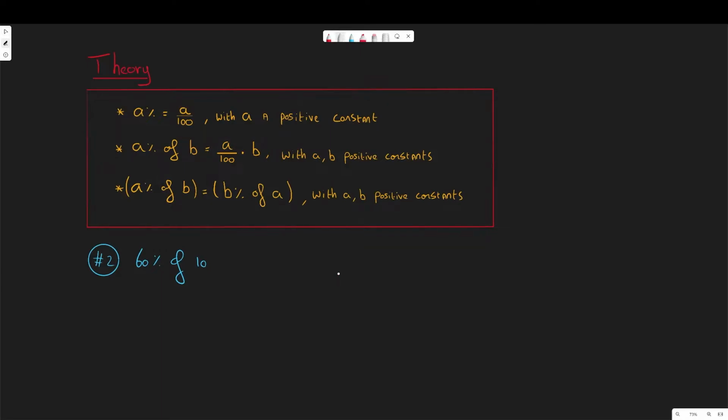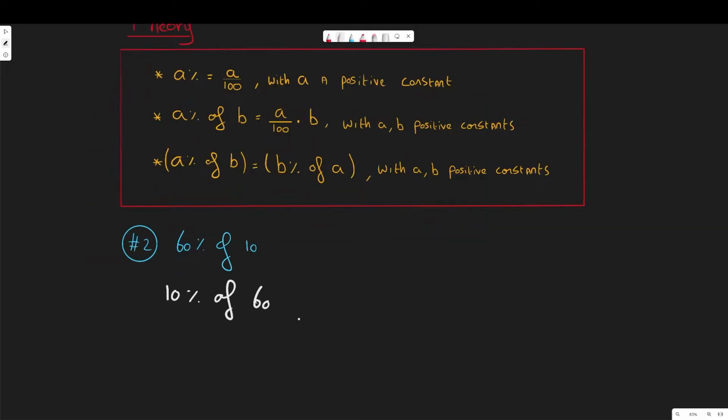Now for our next question, we have 60% of 10. Well, according to this property right there, which we have proven, we can say that 60% of 10 is the same as 10% of 60. And 10% of 60 is what we calculated in the previous exercise. So this is going to be 6.